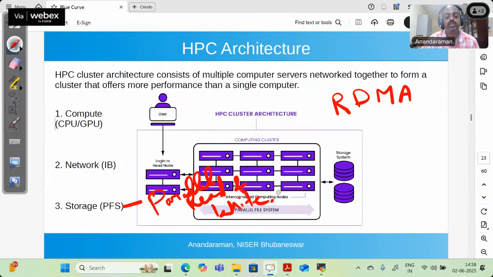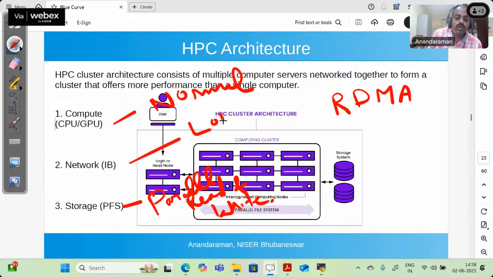Okay. So compute is a normal server only, with a low latency network and parallel read and write storage. So these two things are different: network and storage are different for HPC. Otherwise it is the same.